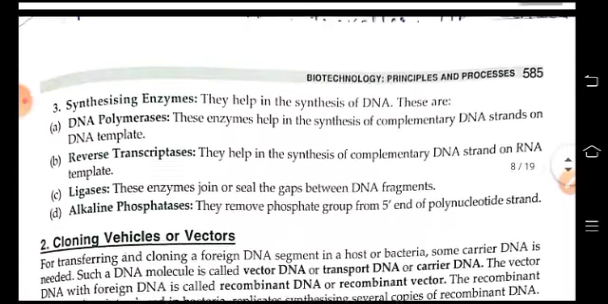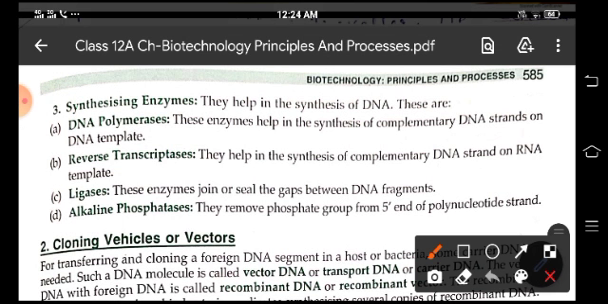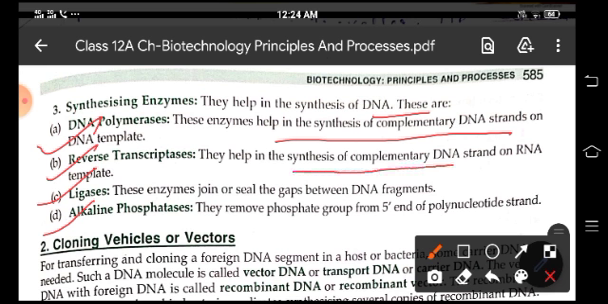Now synthesizing enzymes help in the synthesis of DNA, and they are the DNA polymerases, reverse transcriptases, ligases, and alkaline phosphatases. DNA polymerase enzymes help in synthesis of complementary DNA strands on a DNA template. Reverse transcriptases help in synthesis of a complementary DNA strand on an RNA template. Ligases join or seal the gaps between the DNA fragments. And alkaline phosphatase removes the phosphate group from the 5' end of a polynucleotide strand.